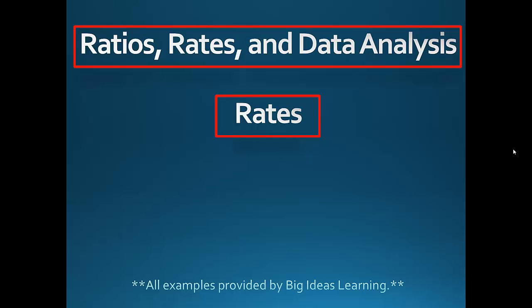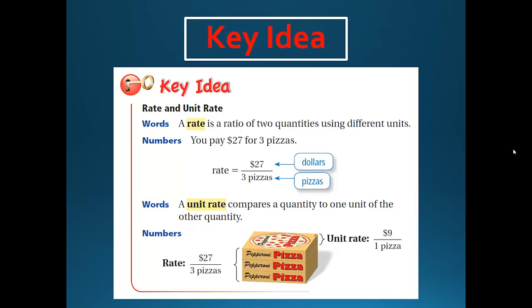Today's lesson is on rates. First, we're going to look at our key idea for rate and unit rate. A rate is a ratio of two quantities using different units. You paid $27 for 3 pizzas, so our rate would be $27 for 3 pizzas. A unit rate compares a quantity to 1 unit of the other quantity, so our rate was $27 for 3 pizzas, so our unit rate would be $9 per pizza.